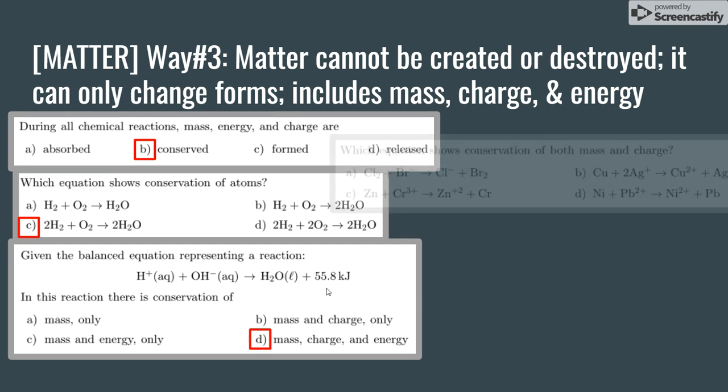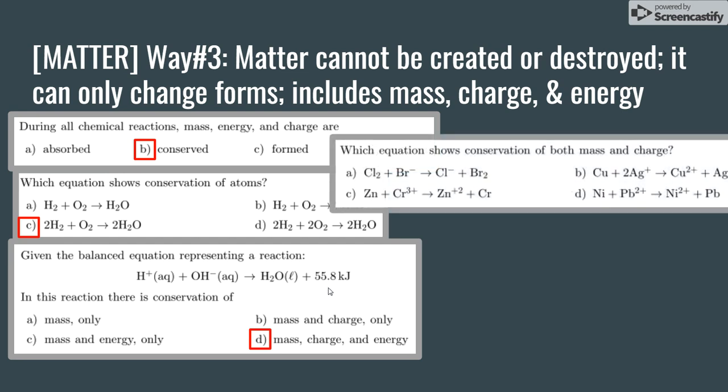Let's try another one. Which equation shows conservation of both mass and charge? So again, for this one, you want to make sure that the number of atoms are equal on both sides of the arrow, as well as the sum of the charges on both sides. So pause the video and think about what the correct answer is. Okay, we see that the answer has to be D.